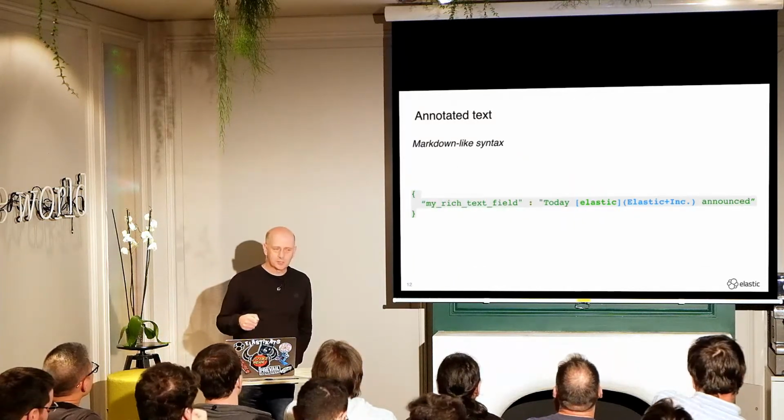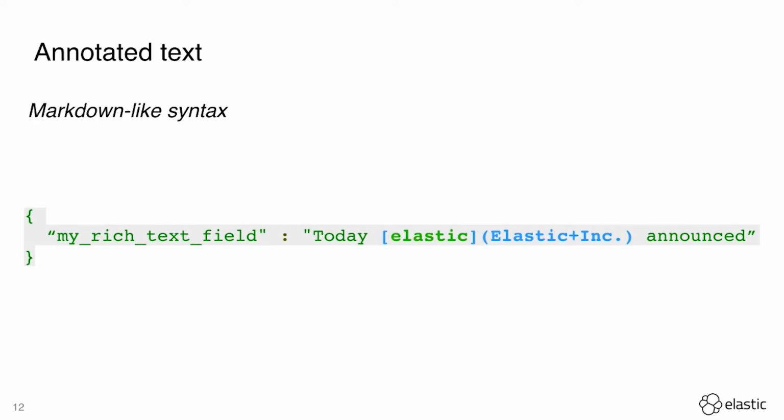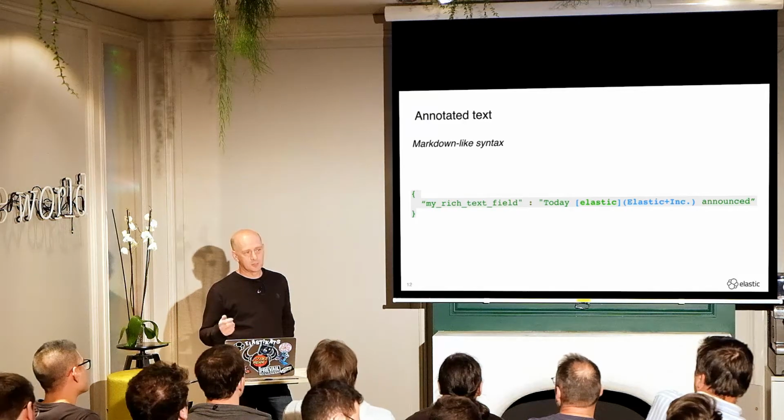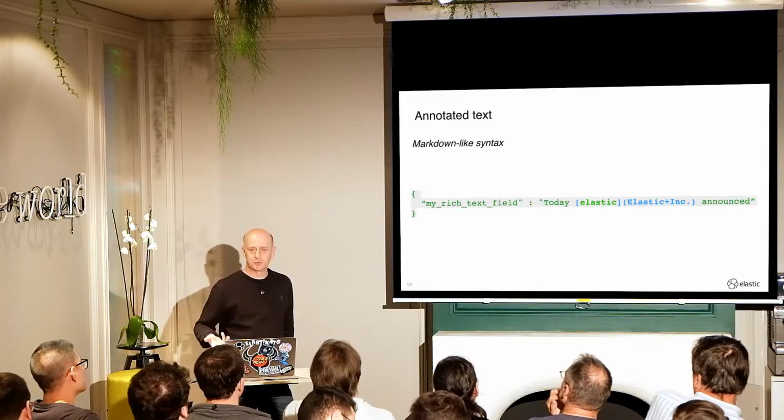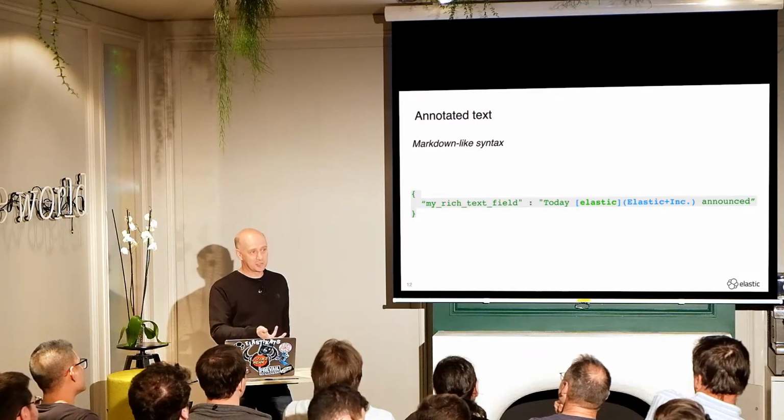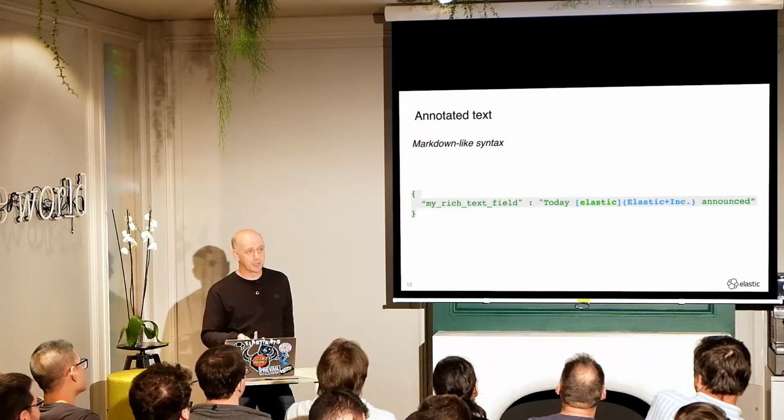And you do that using this syntax. So this is an example of a piece of annotated text. I have a field called my rich text field, and the text says, today Elastic announced. But what we've done is we've used markdown syntax around the word Elastic, and we've added some extra information, which is the annotation. So we're saying that actually it's not elastic as in elasticated underwear, it is Elastic as in Elastic Incorporated, it's a company.